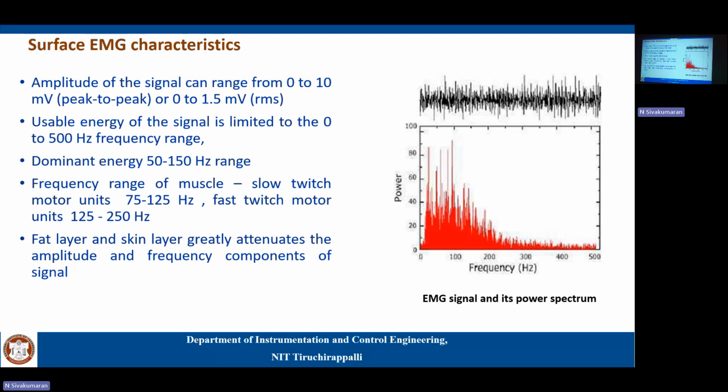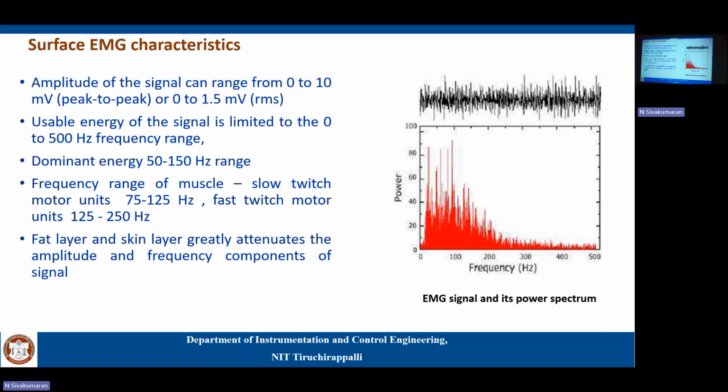Another important parameter is frequency. The EMG frequency goes up to 500 hertz, which means up to 500 hertz we get some useful information. Even this 500 is pretty high. Generally we look up to 150 hertz, which means 0 to 150 hertz. This is very important information as far as EMG is concerned.